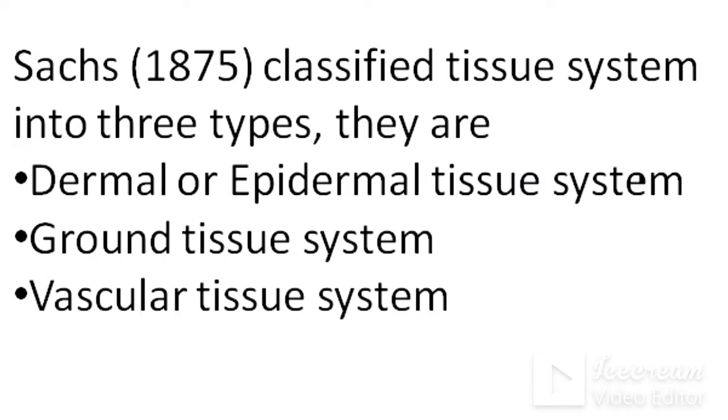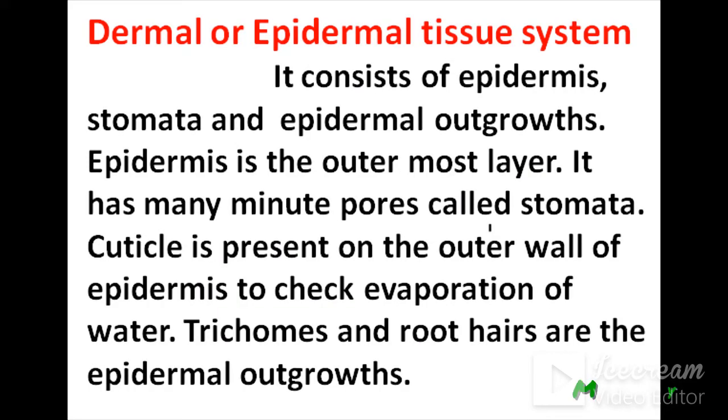He classified the tissue systems in plants into three types: dermal or epidermal tissue system, ground tissue system, and vascular tissue system. The dermal or epidermal tissue system consists of epidermis, stomata and epidermal outgrowth. Epidermis is the outermost layer. It has many minute pores called stomata. Cuticle is present on the outer wall of the epidermis to check evaporation of water. Trichomes and root hairs are the epidermal outgrowth.